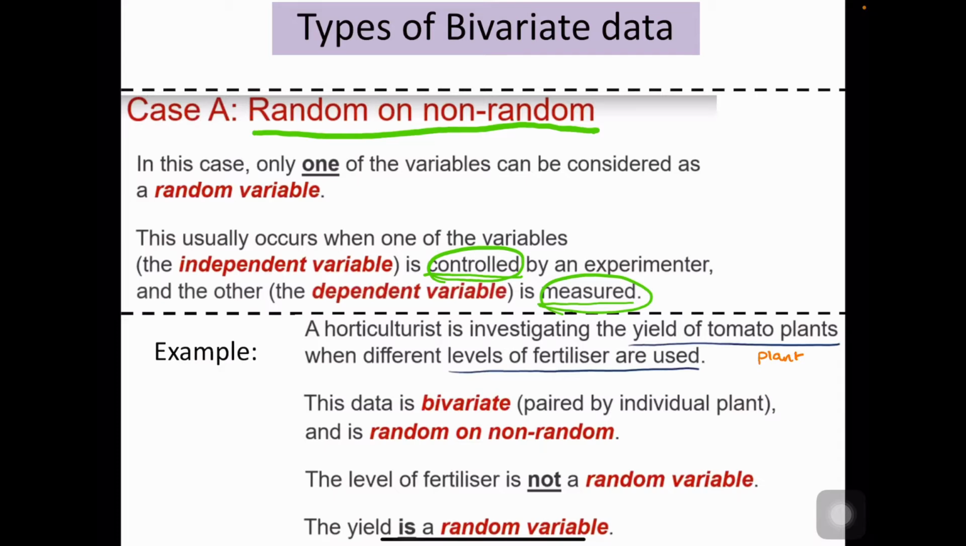Additionally, we know that this level of fertilizer being used is being controlled by the horticulturist. This is being controlled.